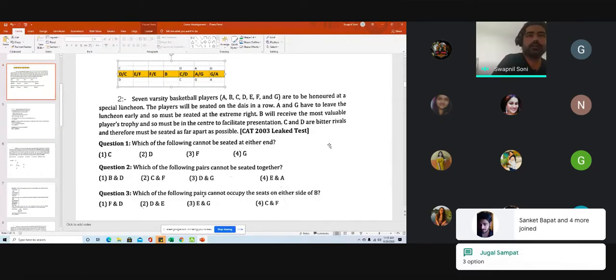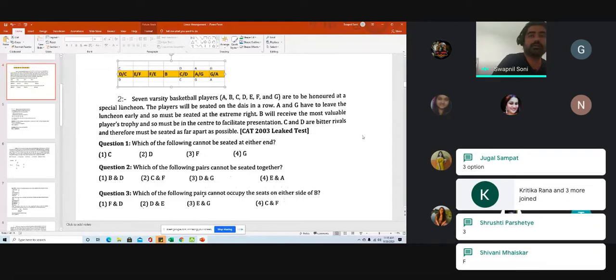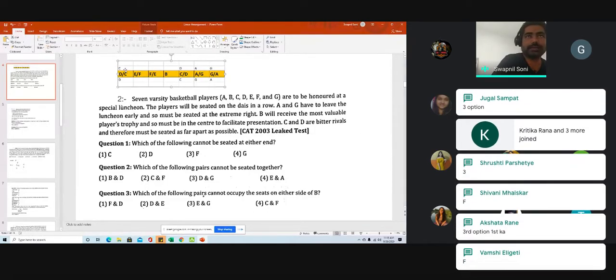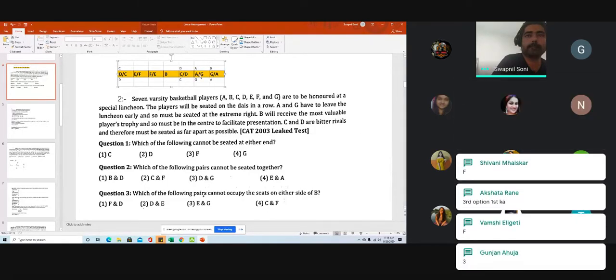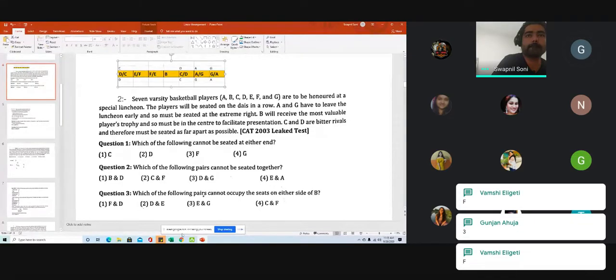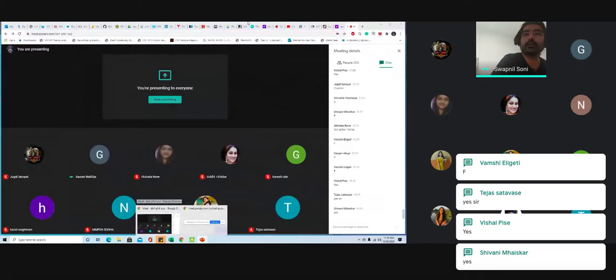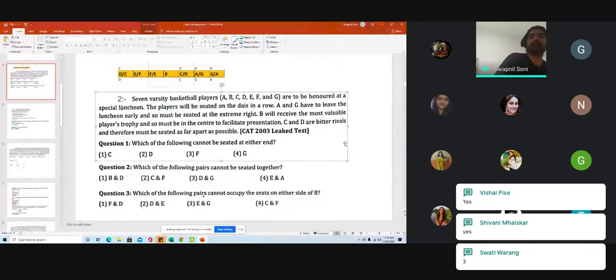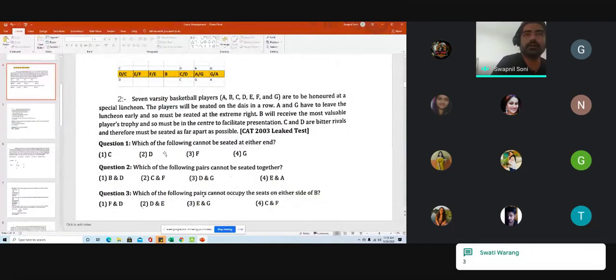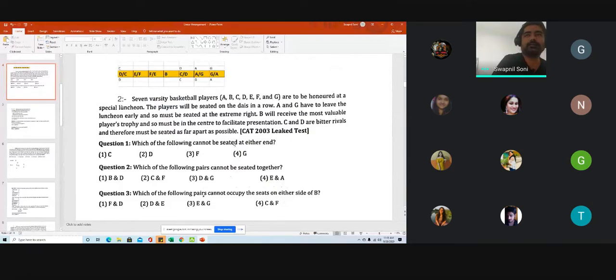So, before moving ahead, is everyone clear about these positions? Yes, sir. Okay, nice. Alright, so which of the following cannot be seated at either end?